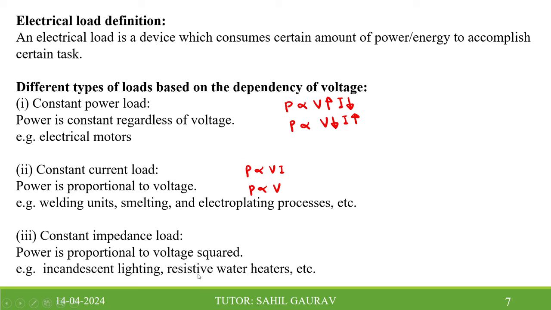Now this constant impedance load, I think most of the loads are of this constant impedance type, and in this load, power is proportional to voltage squared. Power is directly proportional to VI, and if we substitute I equal to V upon Z, then since impedance is constant, power is directly proportional to V squared. Examples for constant impedance load are incandescent lighting, resistive water heaters, etc.